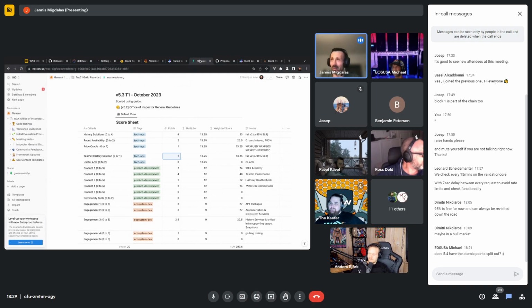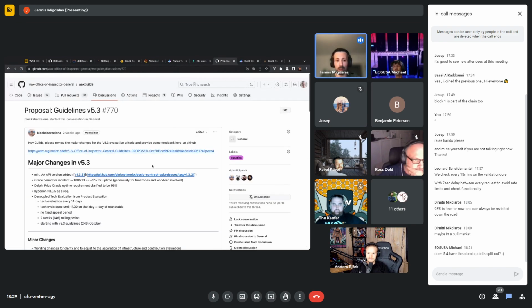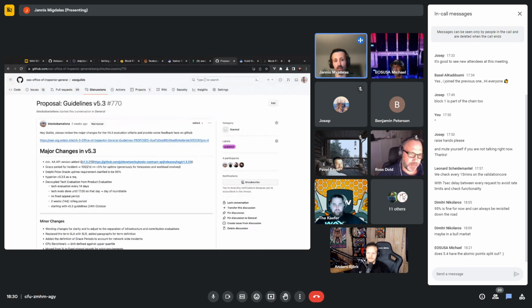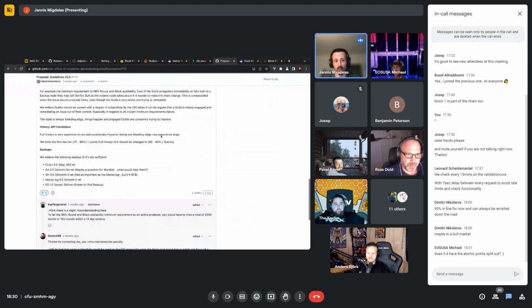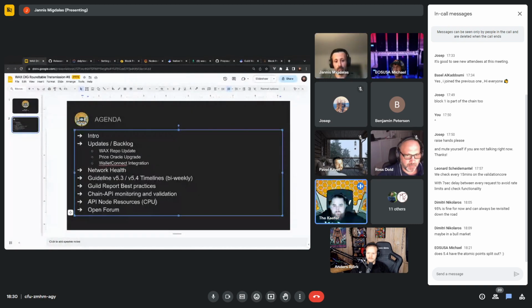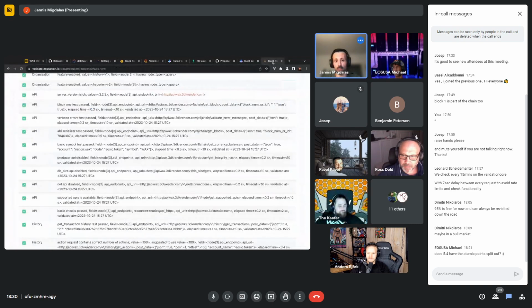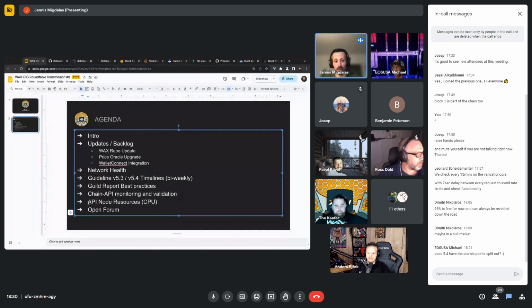Okay. So any feedback to the guidelines, I think you will have a look at it in the next days when we release the preliminary scores, or read the guidelines carefully. Any feedback belongs in this thread here on GitHub, proposed guidelines 5.3. Just append your feedback here. If you have anything to add, that's the right moment before we move on.